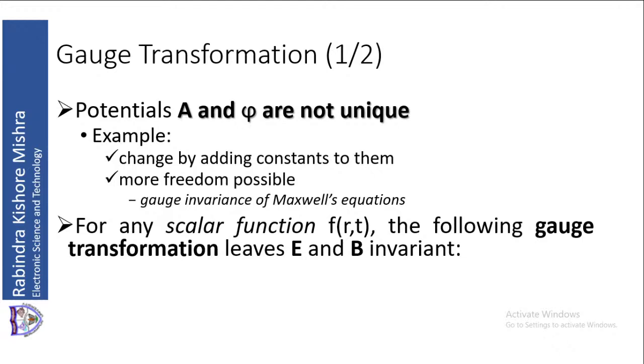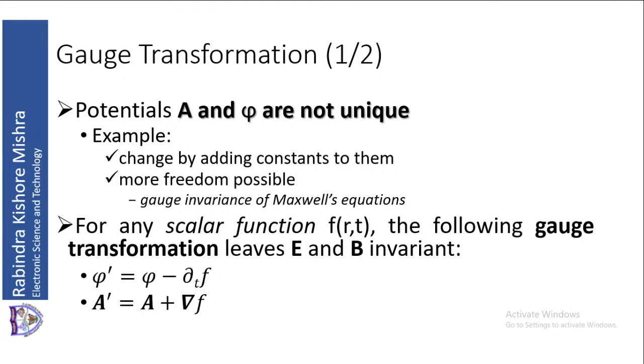Now let us look at some scalar function. As we know, E and H both are dependent on space and time. So let us consider a new scalar function f, which is dependent on space and time. So f is a function of r and t, and we use the gauge transformation, which is leaving E and H invariant. The gauge transformations are phi dash equal to phi minus ∂/∂t operating on f, and A dash equal to A plus grad f. So these two gauge transformations we see.